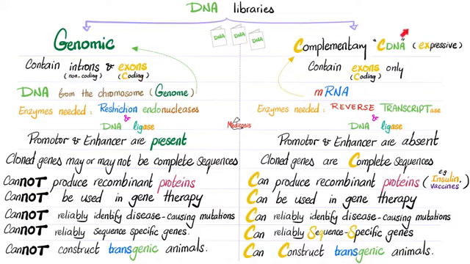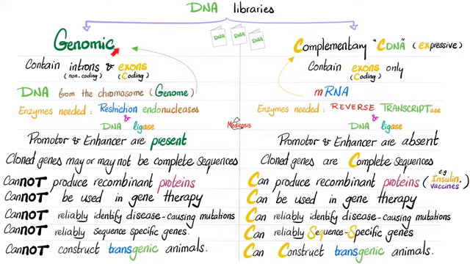Now look at those cDNA libraries. They only contain exons, only the good guys. And that's why the complementary DNA library can produce recombinant proteins, can be used in gene therapy, can reliably identify disease-causing mutations, can reliably sequence specific genes because they are only exons, and they can construct transgenic animals like transgenic mice, which we'll talk about soon.